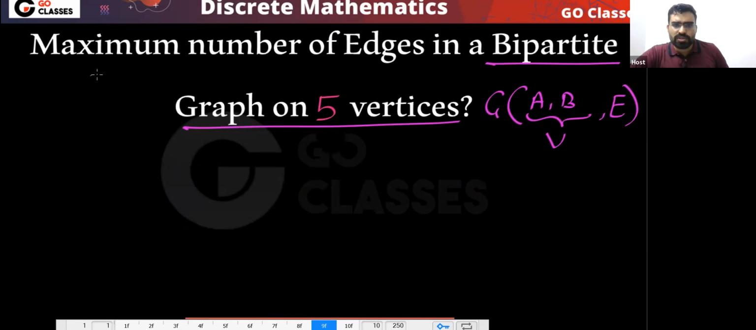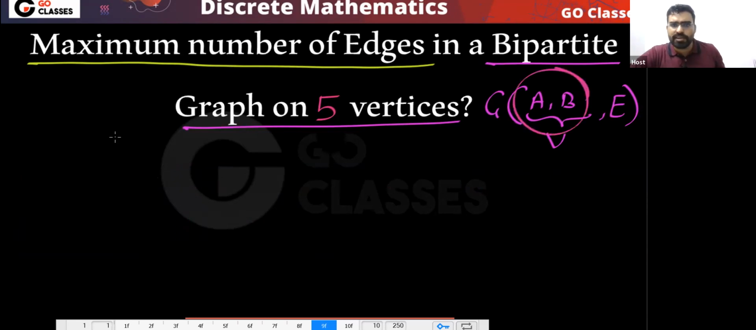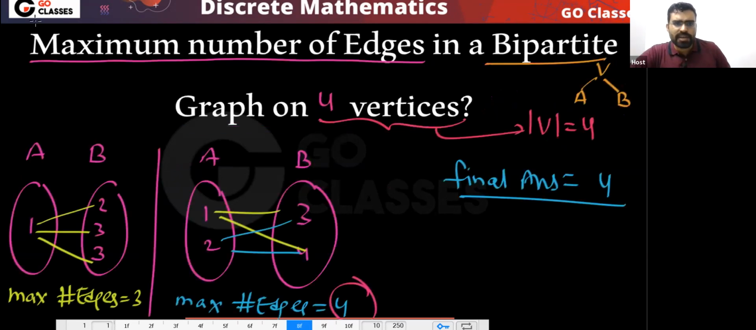Okay, now in this question, the question is asking for the maximum number of edges. Now which information is unknown? The information that is unknown is the cardinality of A and B. This information is unknown. For example, if I ask you this question, that you have a bipartite graph.